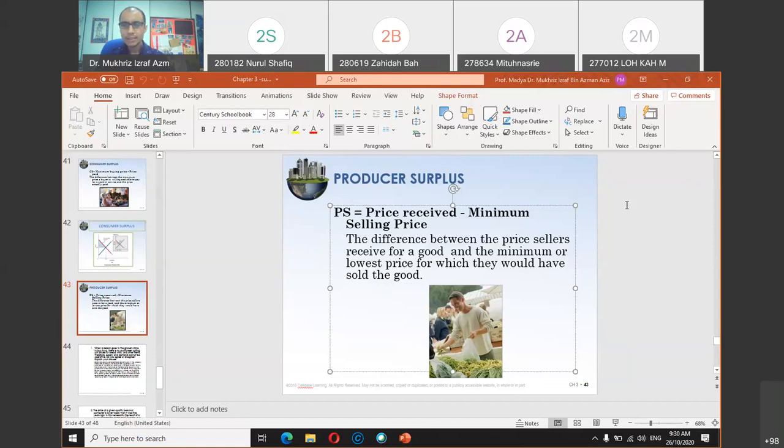So 100 minus 80, RM20, will be the seller's producer surplus. If the customer doesn't bargain, you sell at 100. But if the customer starts to bargain, the minimum that the seller will go down to is, let's say, RM80. So 100 minus 80, RM20, will be the producer surplus.